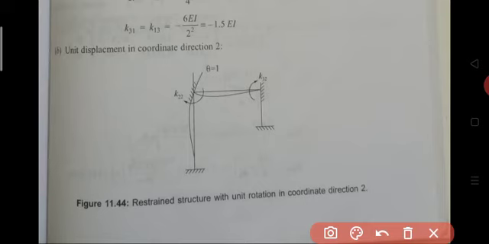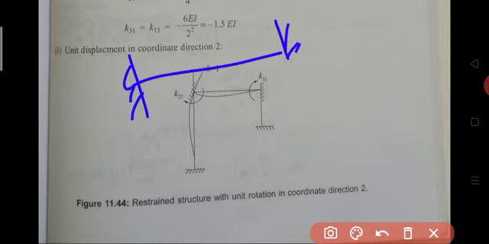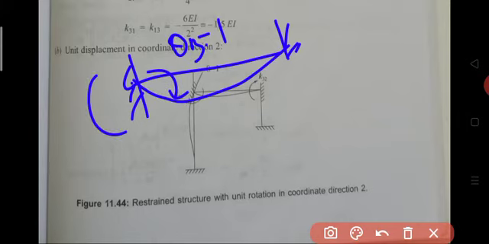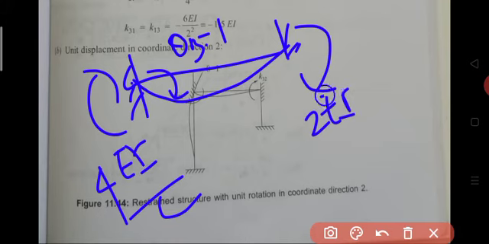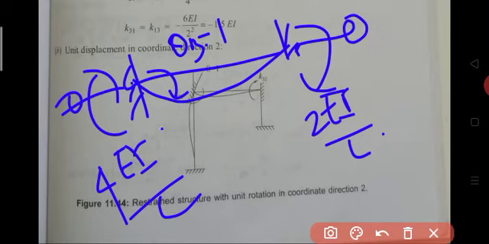Then draw the free body diagram for the BC portion. We are permitting unit rotation at joint B, so theta B is equal to 1. Therefore you get end moment 4EI by L, then 2EI by L at the other end. We need to determine only the horizontal reaction. In this system there is no horizontal force, so the horizontal reactions are 0. Only a vertical reaction develops.